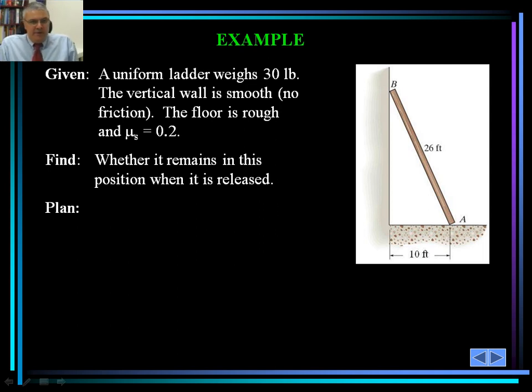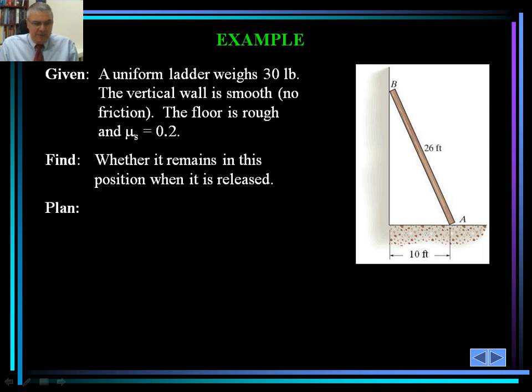So let's take a look at this example. A uniform ladder weighs 30 pounds as shown. The vertical wall is smooth, and that means there's no friction there, but there's friction at the floor, and the floor is rough, and μs is 0.2. Now, this type of problem is very important when designing ladders.